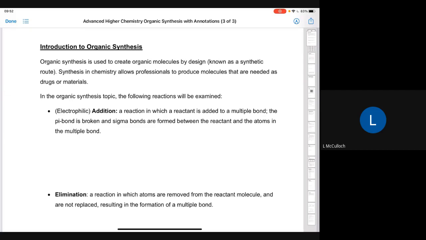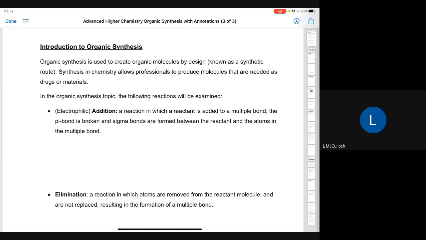So basically, organic synthesis is all about how we could go from having an alkene as a starting material to ending up with a carboxylic acid. So how can we go from an alkene to a carboxylic acid? Or how could we go from an alcohol to an alkene? Or from a monohaloalkane to an ester. So it's all about how we go from one molecule to another.